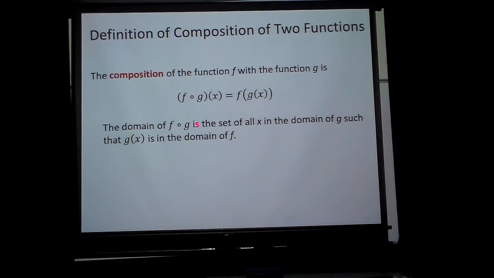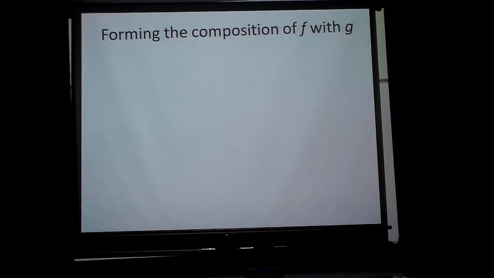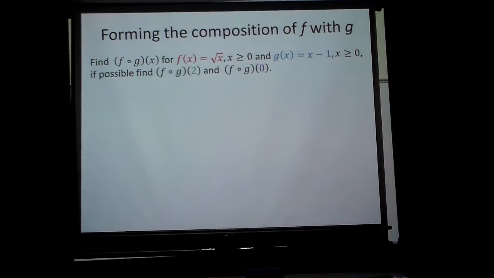So the domain of f of g is a set of x in the domain of g, such that g of x is in the domain of f. Fancy way of saying, do g first, then plug it into the f function. Alright? And of course it's read f of g. That basically is the word "of". Alright? So, forming the composition of f with g means this.